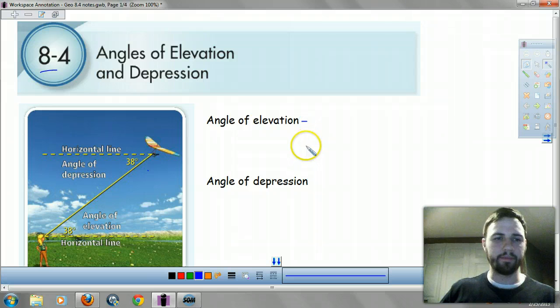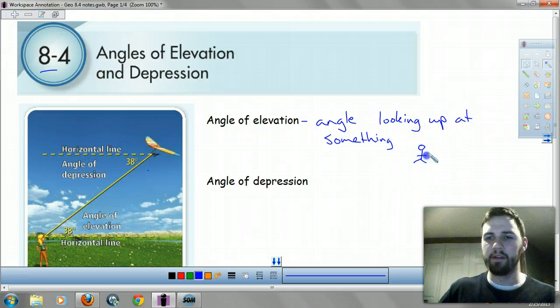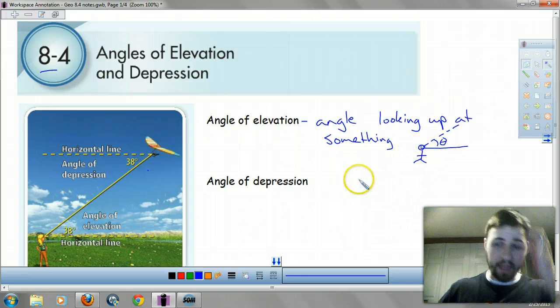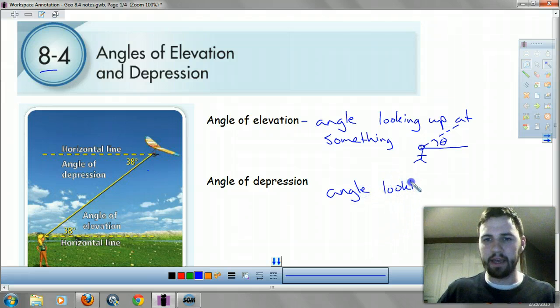Angle of elevation. Think about this as the angle looking up at something. For example, if you're here, what's this thing up here? That's your angle of elevation. Okay. Angle of depression, that's kind of like your angle looking down at something.